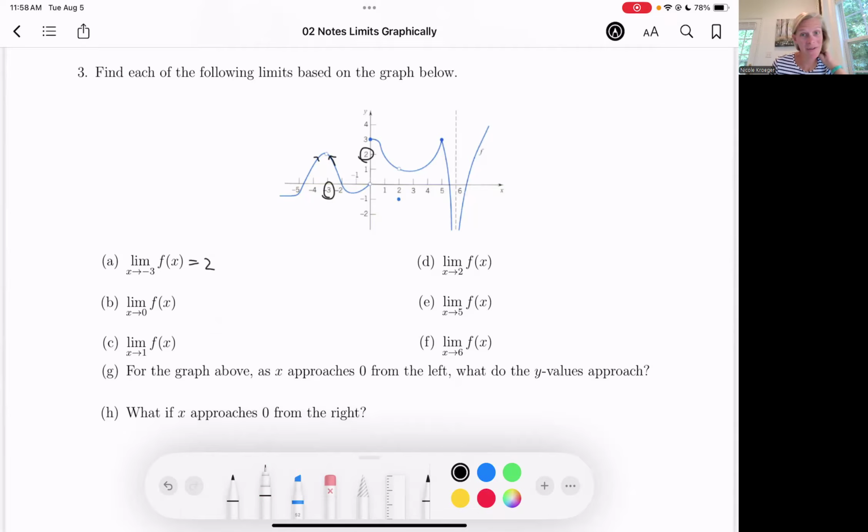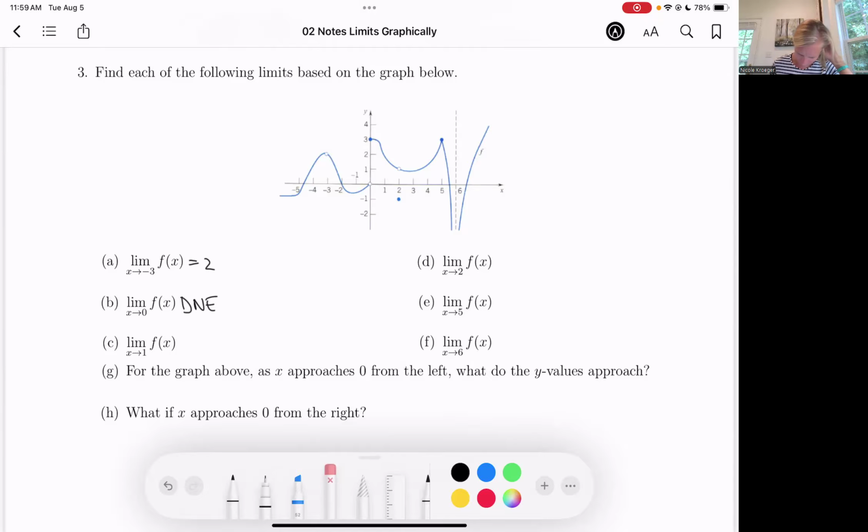2. It's okay that there's a hole at -3 too, because we don't care what happens at -3 itself. Limit just cares what happens near x equals -3. So it's saying as x approaches -3, not what happens at x equals -3. Okay. Let's see, as x approaches 0, something different is happening on either side. It looks like maybe we're going to 3, maybe we're going to 0. If something different's happening on either side, we say that this limit does not exist.